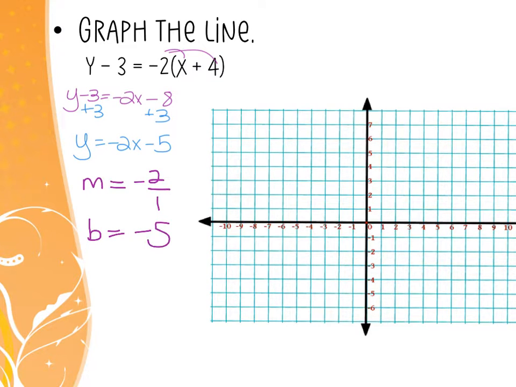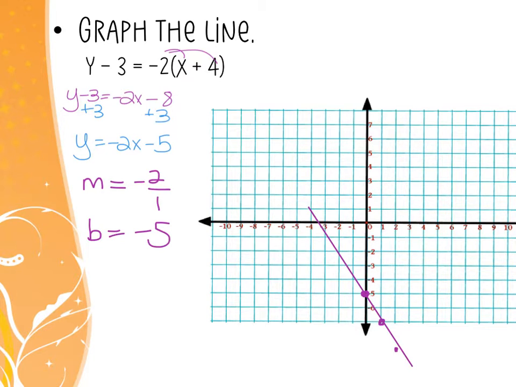So the b is -5, which means it's down here. And the slope is -2/1, which is down 2 and to the right 1. And this time when I draw that line, it would be there. If you compare it to the last one, it should look the same. The points are different, and there's a shift on it because we went to the right instead of to the left. But if you were to extend either one of those lines, they are correct.